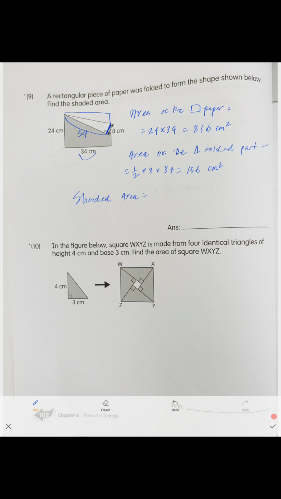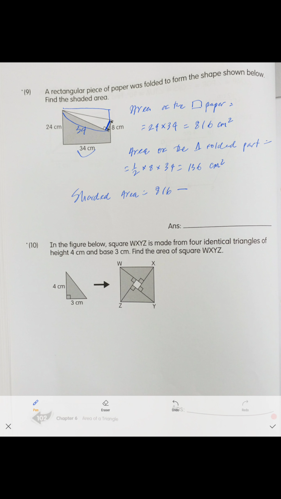Okay, so our shaded area is the whole area of the rectangular piece of paper minus, now look at the picture, right? We have two of them, two same triangles, right? So we need to subtract two of them, 2 times 136 square centimeters. Okay, and the answer is 544 square centimeters. 544 square centimeters. All right, last problem in the chapter review.